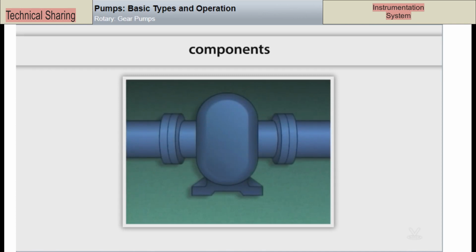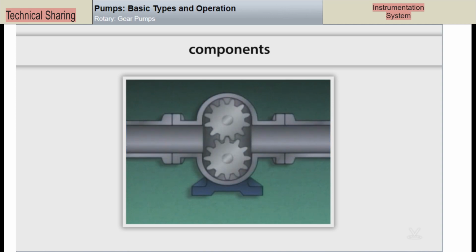Components. This is an illustration of one type of rotary pump, a gear pump. This pump consists of a casing with a suction port and a discharge port. Inside the casing are two gears. One gear is rotated by the pump's driver. This gear is often referred to as a driver or driving gear. The other gear moves because its teeth are meshed with the teeth of the driver gear. This gear is referred to as an idler gear.